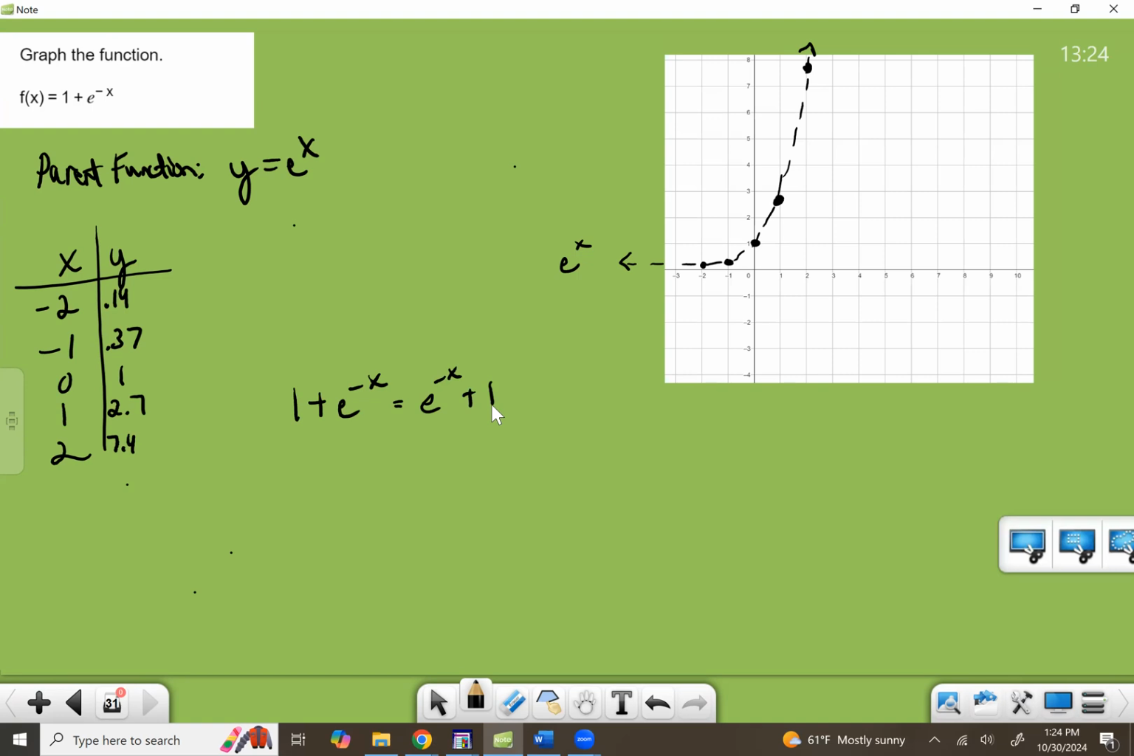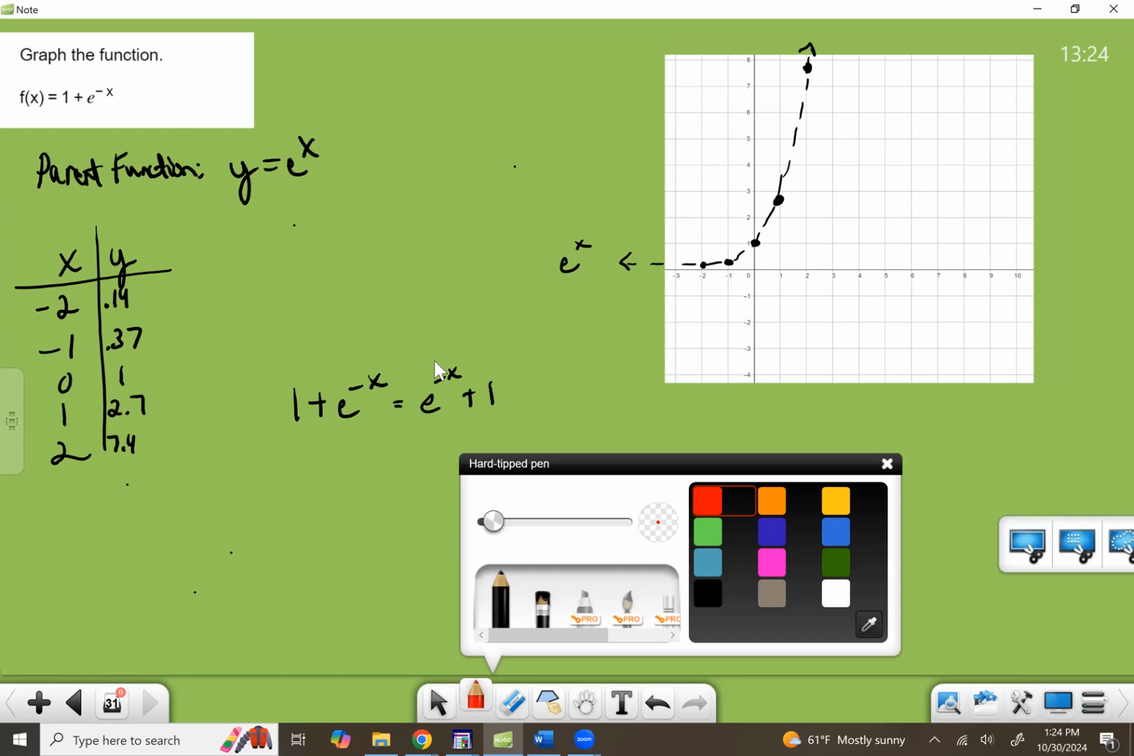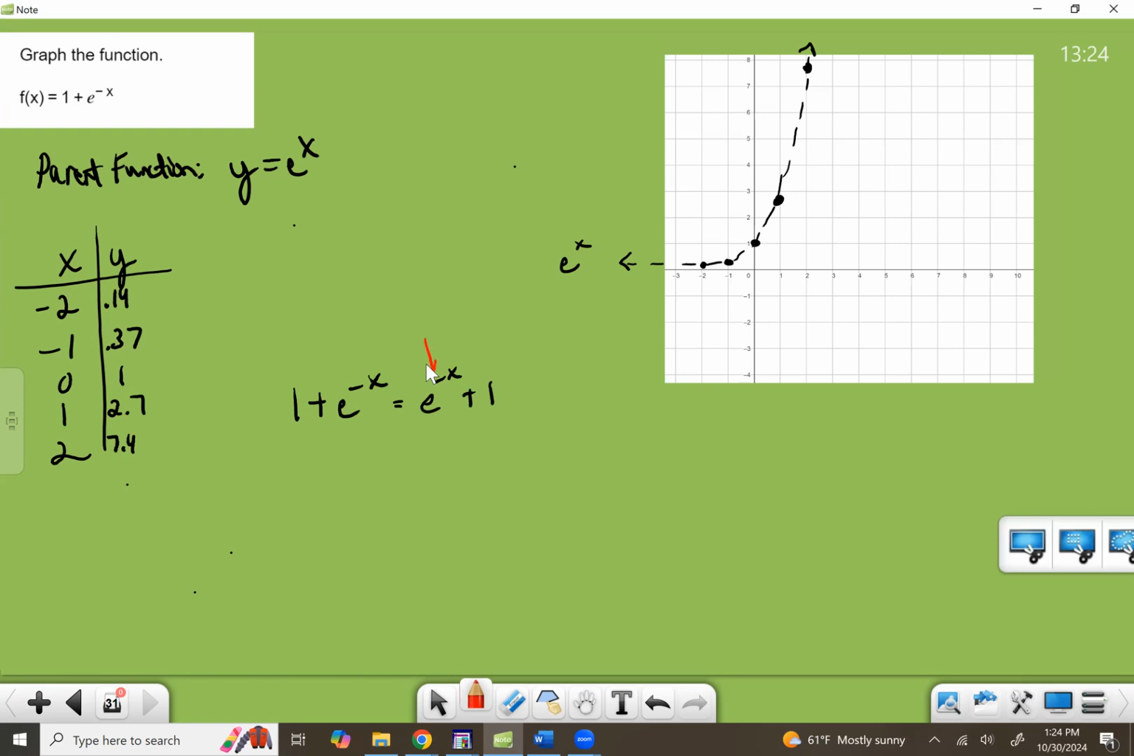So we have to ask ourselves, what is this negative going to do? If you recall from earlier in the class, if the negative is in front of the function, it's different than if the negative is inside the function. If it's out front, then we reflect over the x-axis. If it's inside the function, then you're going to reflect over the y-axis. Well, ours is inside e to the x, so that means we're going to reflect over the y.